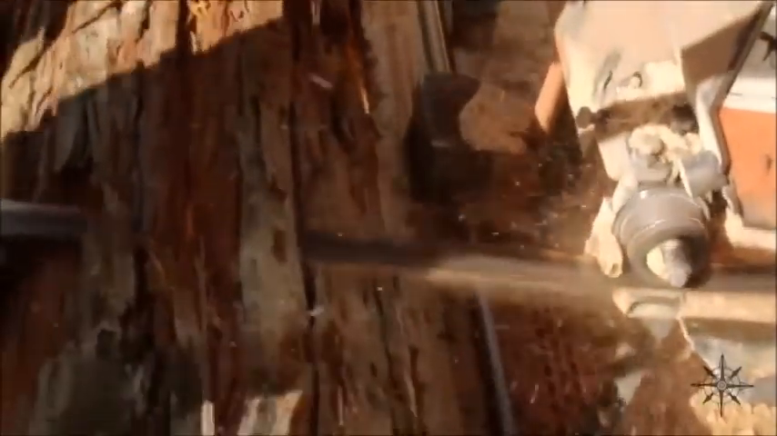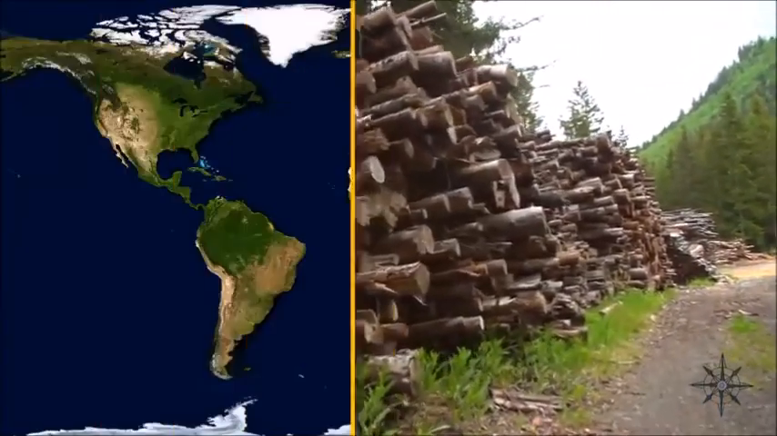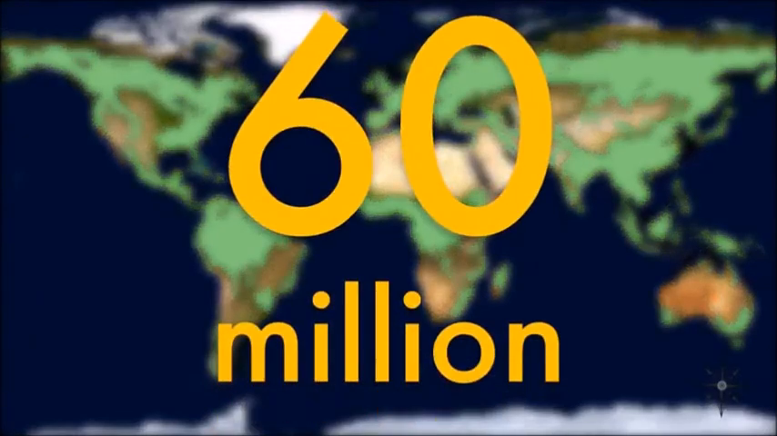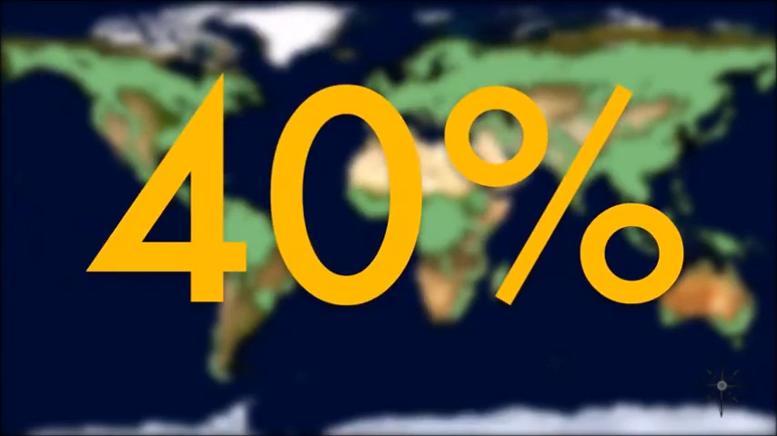Unfortunately, this tremendous value has been overlooked in the past centuries as our world's forests have diminished to nearly half the size they once were. Before the Industrial Revolution, forests covered a total area of 60 million square kilometers of the surface of the Earth, which is 40% of all the land surface on the planet.